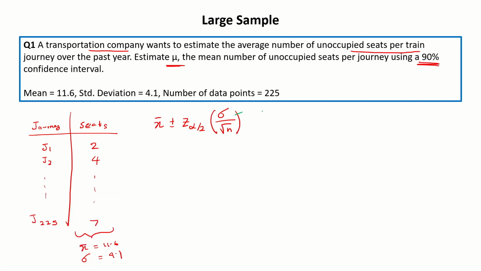So sigma we have, that's 4.1, n we have as well, that's 225. We have x bar, that's 11.6. What's left is to find z alpha over 2. Now we know the probability of the confidence interval is 90%. And what that would look like is something like this. So let's say this was our distribution.